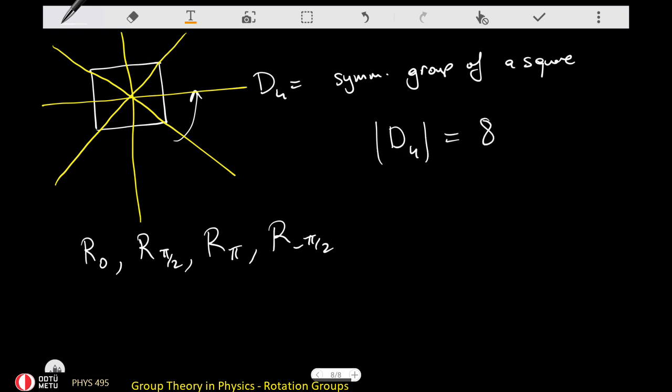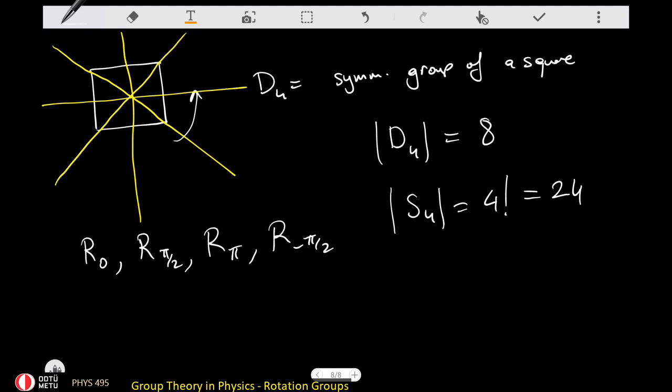Now you might think that, well, is D4 the same thing as S4? No, it is not. S4 is basically the permutations of 4 objects, the corners, and the number of elements is equal to 4 factorial, which is 24. So therefore, it's obvious that D4 is not the same thing as S4. But just keep in mind that the elements of D4 can also be thought of as permutations of the corners of this shape.